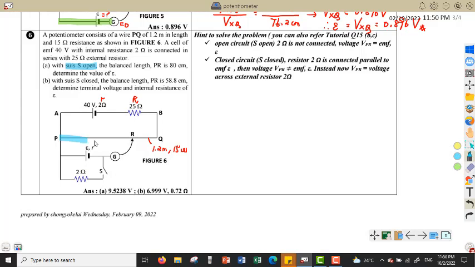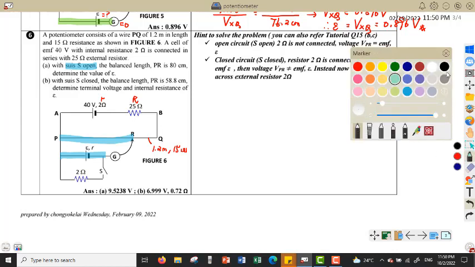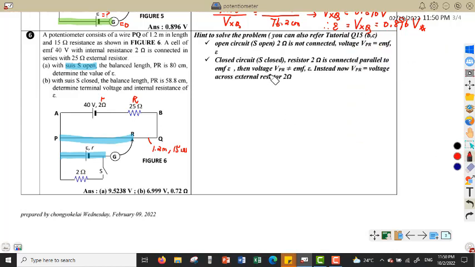our balance length voltage will equal the EMF of the battery. When open circuit, the 2 ohm is not connected, so our VPR, our balance length, will equal the EMF of the battery. So we are going to determine the EMF of the battery. We write it down first for question A.